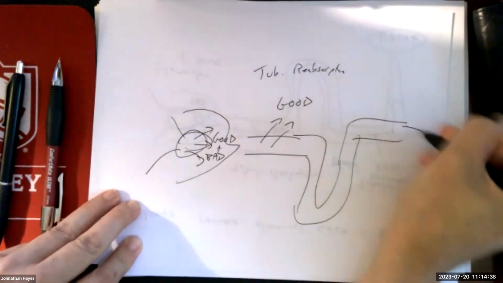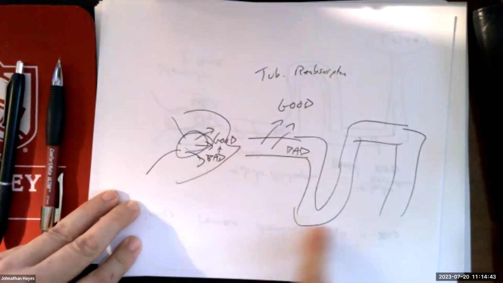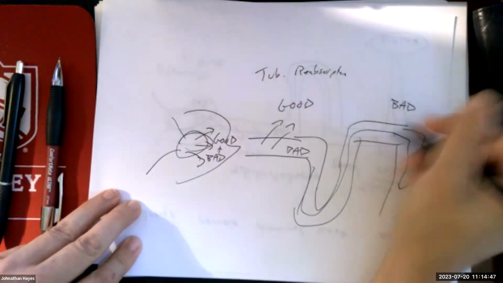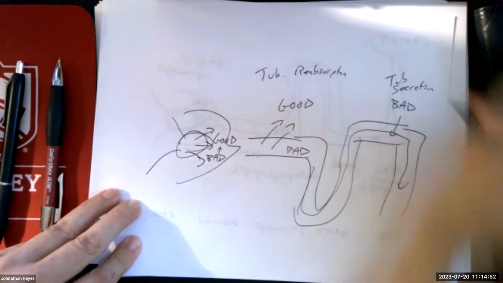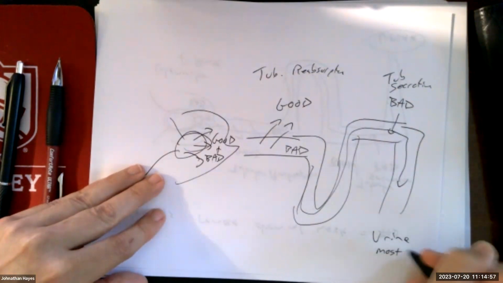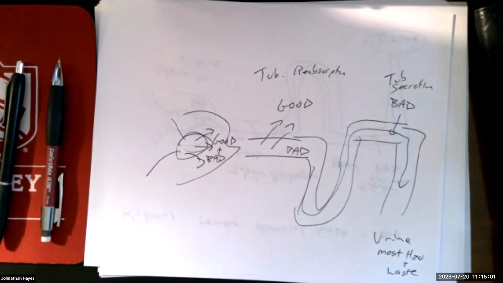So bad stuff still in here, right? Because we add it bad through the glomerulus. So that's still in there. It's floating around. And then if I need to add more bad, we can do that through a process called tubular secretion. And that'll give us our final urine product, which should be mostly water and waste. Easy peasy. So that's basics of the nephron.